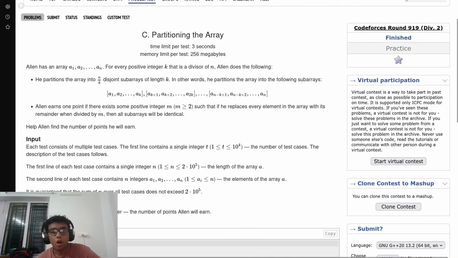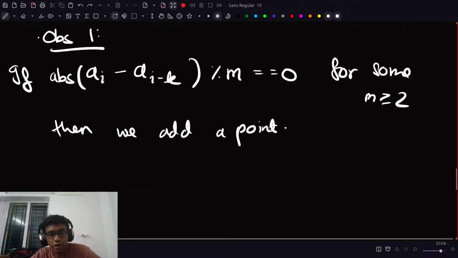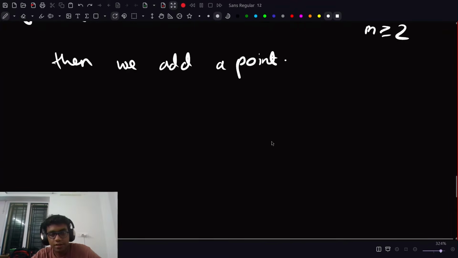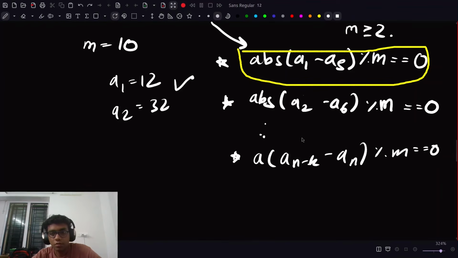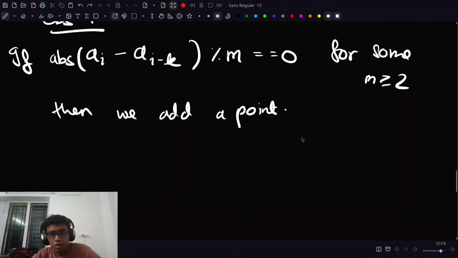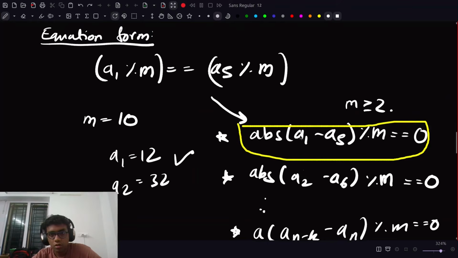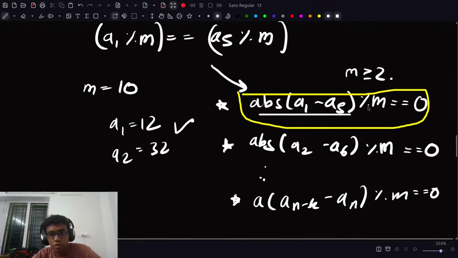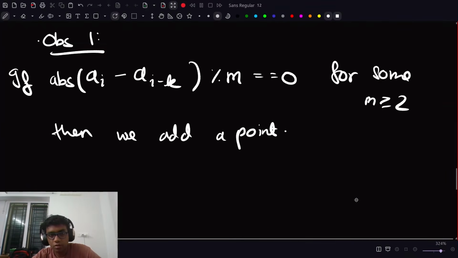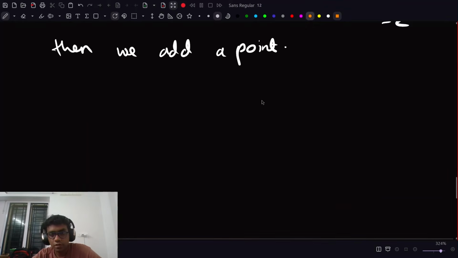All right, now how do we find this particular value of m? Well, we have a bunch of these equations, like a1 minus a5 mod m equals 0, a2 minus a6 mod m equals 0. So basically all we need to do is choose a value of m which satisfies all of these equations. So we need to satisfy observation 2, equations which look like this.